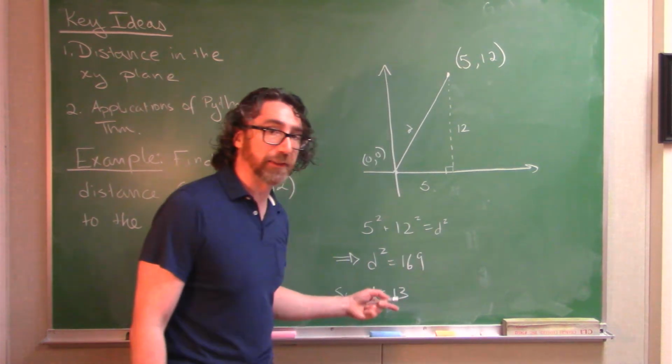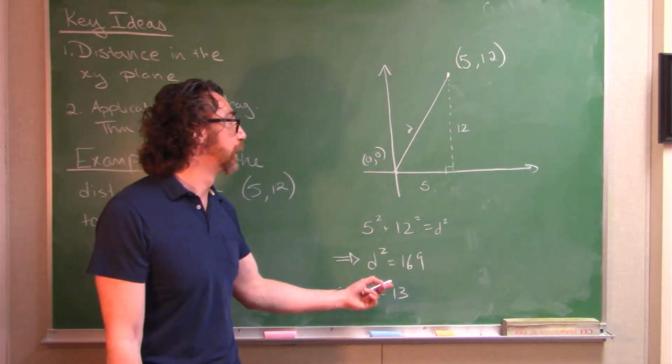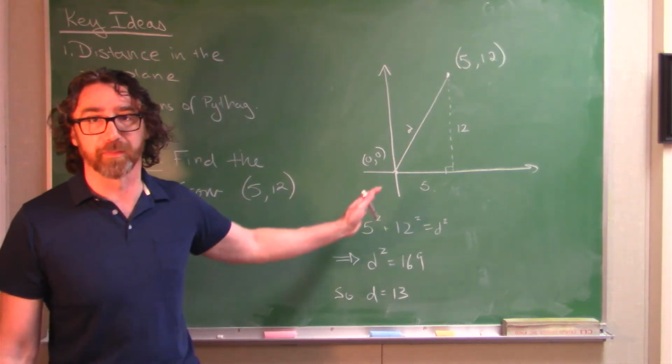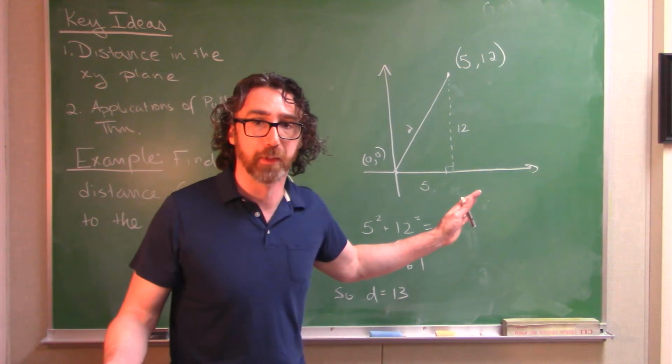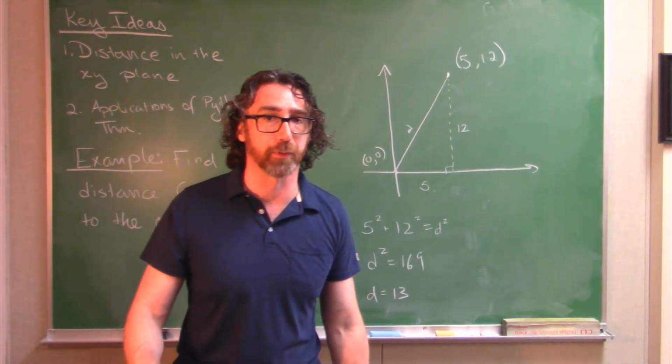Now it happens that that's a perfect square. 13 squared is 169, so this is a special case where that actually worked out to be a whole number. Most of the time we have to apply the Pythagorean theorem. It's not going to be a whole number.